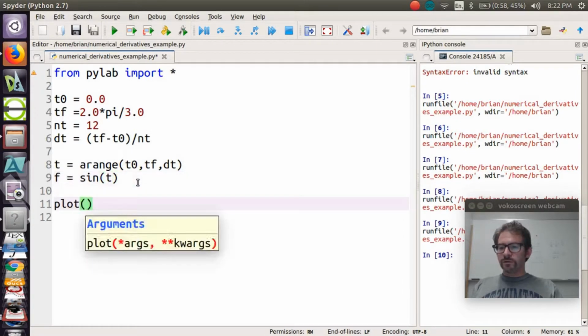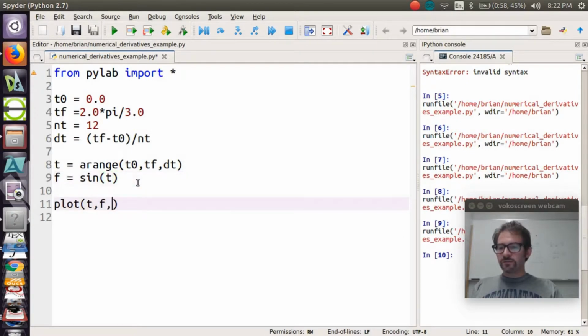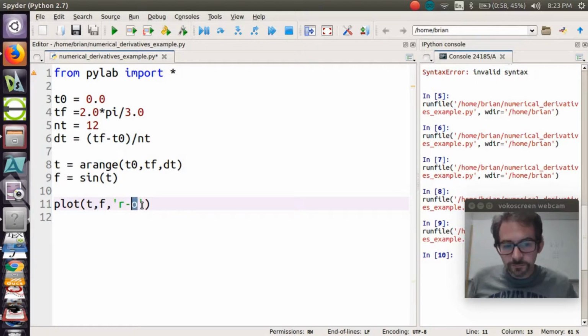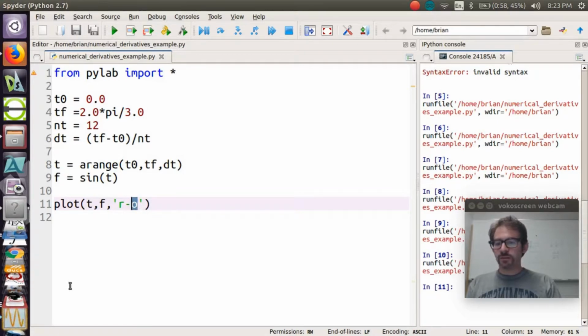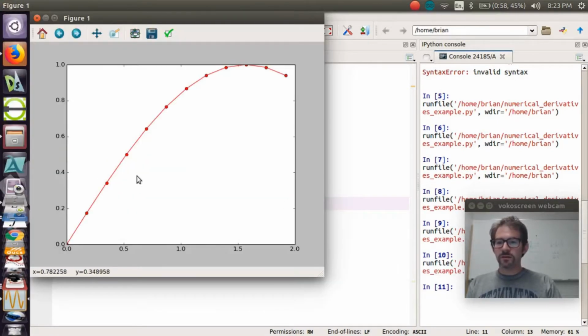And we will plot those. Plot t, comma f. I'd like to see those data points nice and clearly, so I will let them be red, connected circles. That's r dash lowercase o. The r gives me red, the dash gives me connected points, and the o gives me little circles. Let's take a look at those. We will run the code, and we should get a plot. Take a look. There it is.